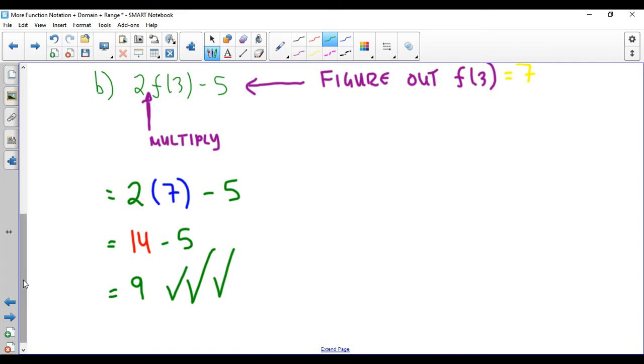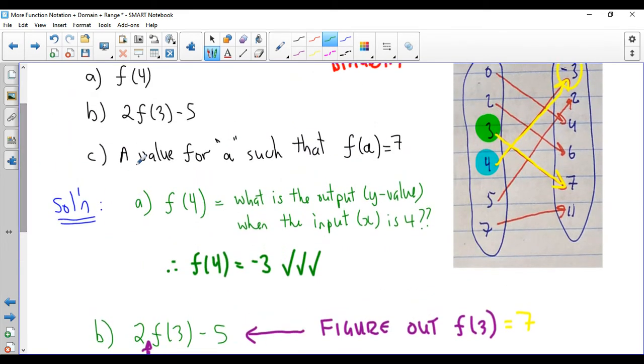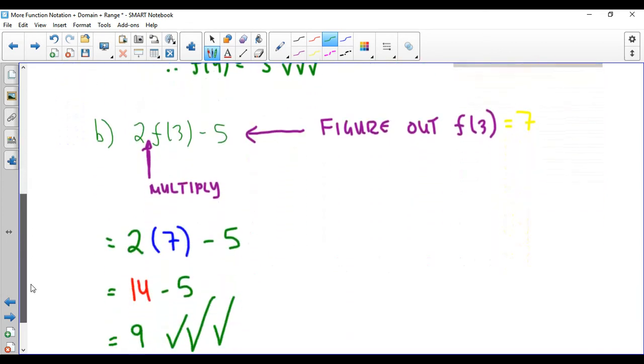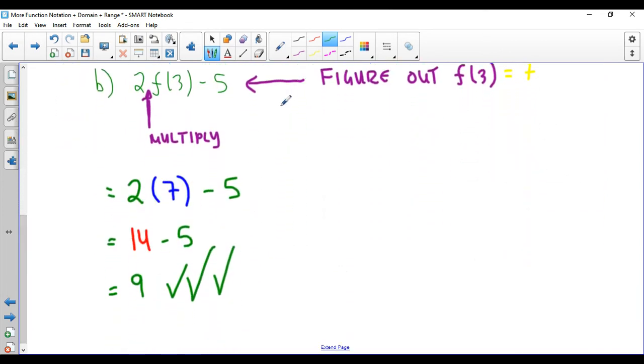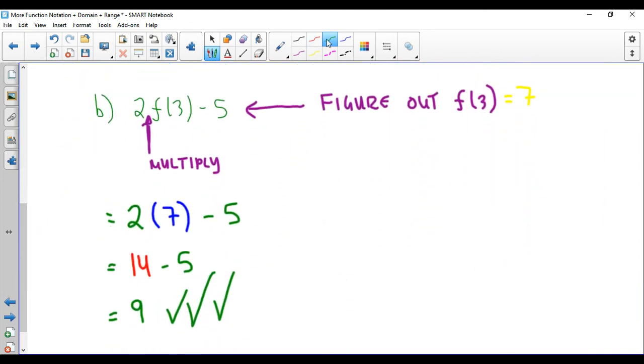So that's B. And then let's do C. The value for A is such that f at A equals 7. So I'll just write this over here. Part C. Oops.